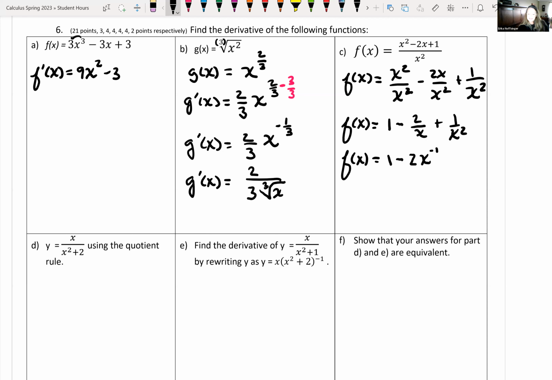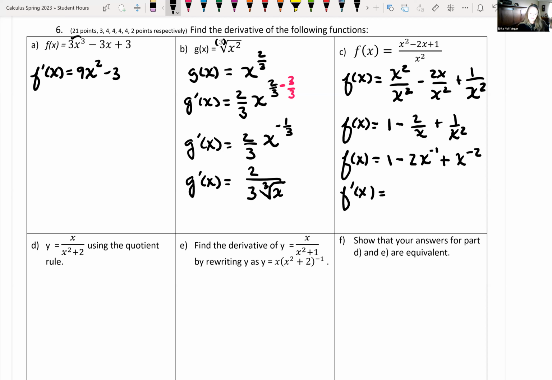So 2 over x can be written as negative 2, because of the minus up front, x to the negative 1 power. Plus this 1 over x squared could be rewritten as x to the negative 2 power. So now in this form, we can just go ahead and use the general power rule.